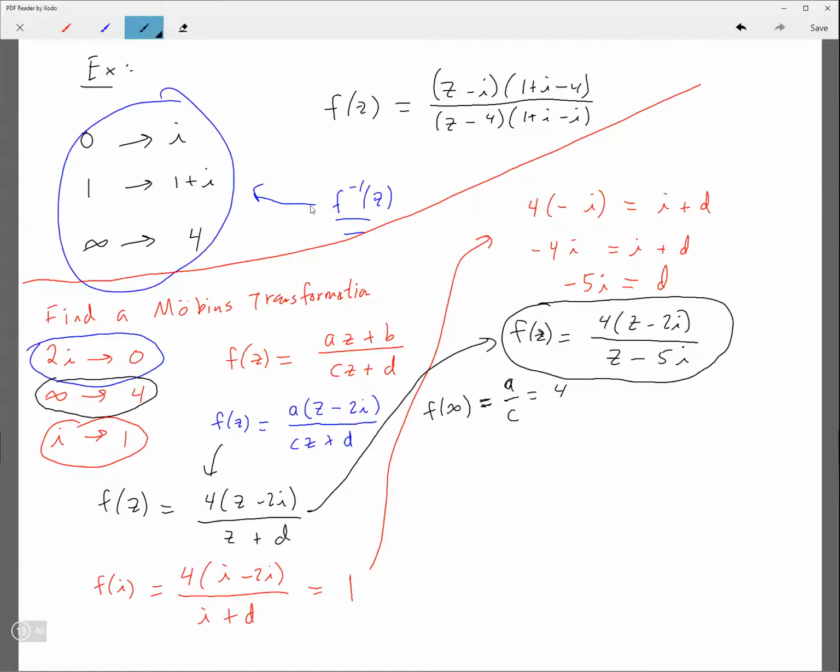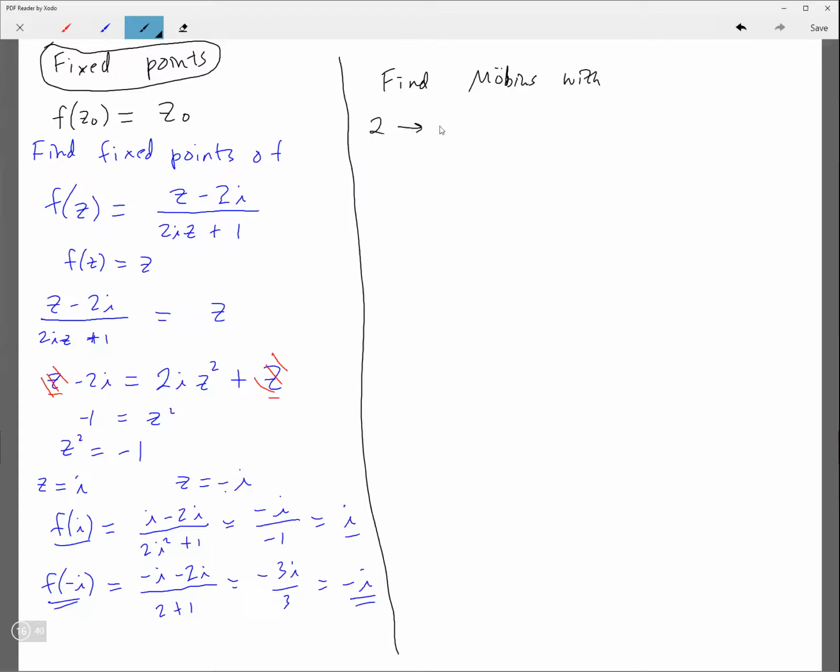Let me do one more quick example of this. Let's say we find a Mobius transformation where you want 2 to go to infinity, you want 0 to go to i, and you want 5 to go to 1. That's a 1, not a 0.1.